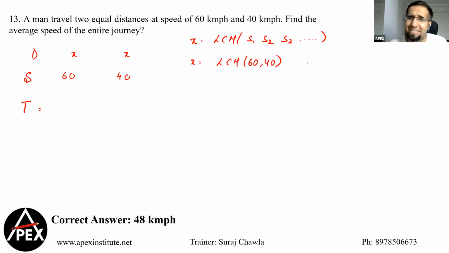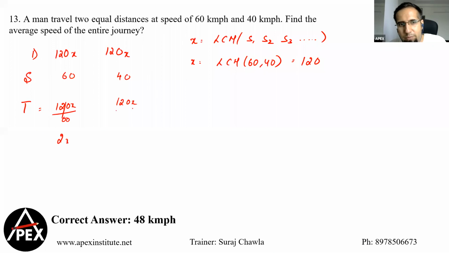Now my job becomes pretty easy here, guys. It is 120. Don't eliminate x. Assume the distance to be 120x, since we're solving for the first time. Now time taken is what? 120x by 60, so time taken here is 2x. Now this is 120x by 40, so time taken here is 3x. So what is the total time taken? The total time taken here is 5x hours.